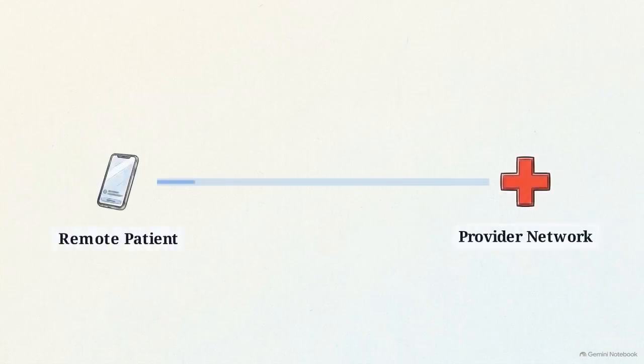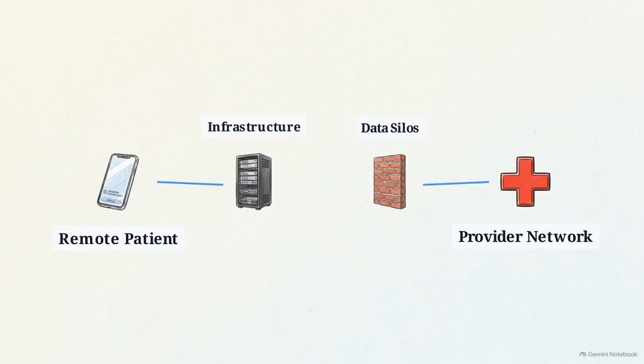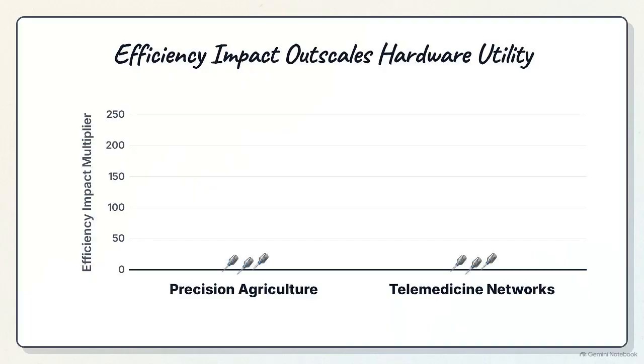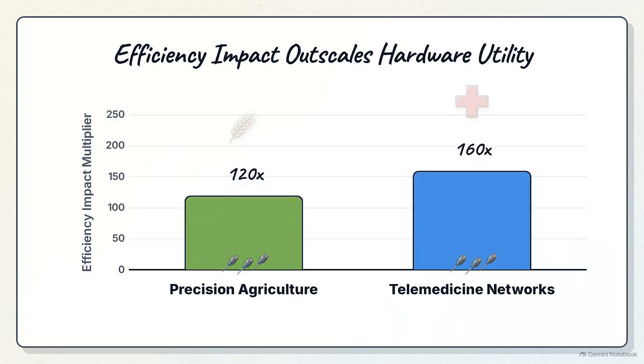While these systems offer continuous, personalized care, they require heavy infrastructure investment and can struggle with isolated data silos. The value of these systems comes from automated, real-time efficiency gains in food and health sectors. These results define the technology's impact, far exceeding the simple utility of the physical sensors.